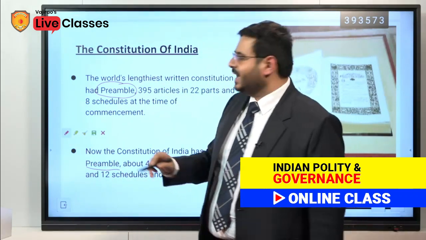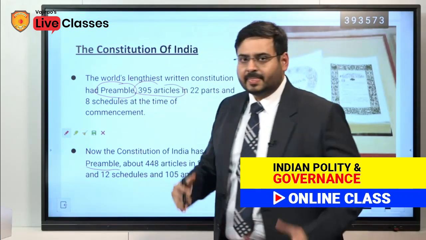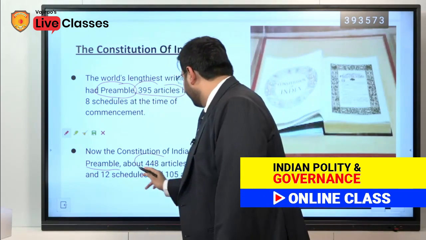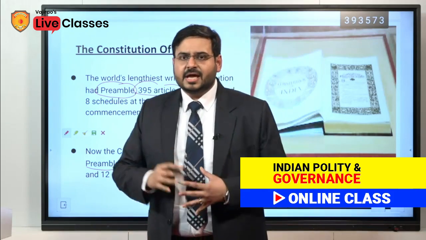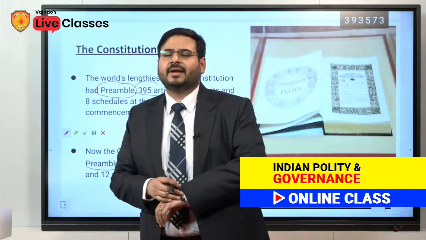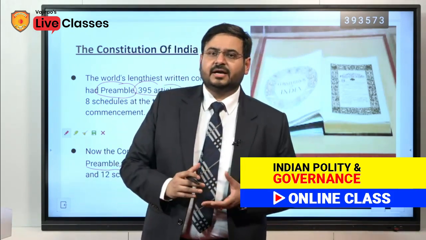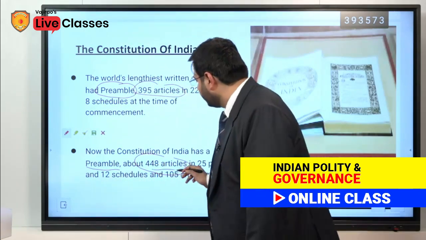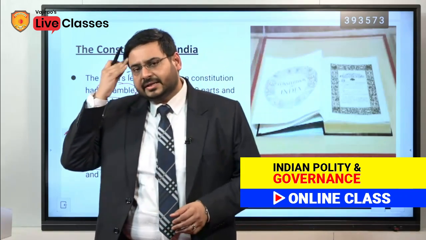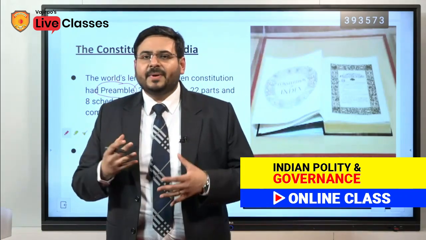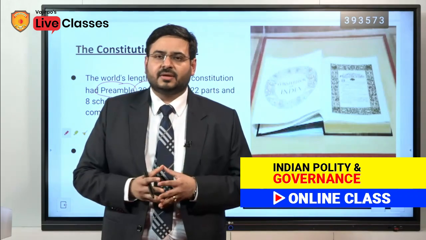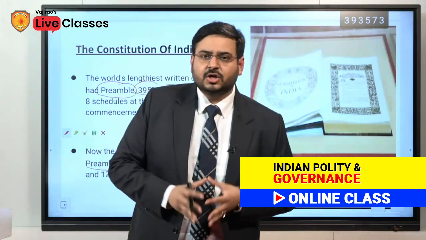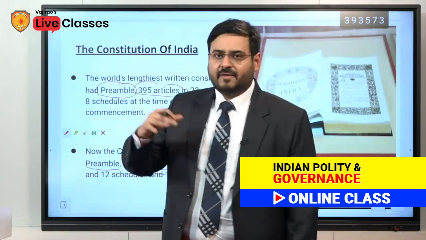The original Constitution had 395 articles. At present there are approximately 448 articles. It varies because time and again there are certain changes, certain articles are repealed, certain articles are added. So approximately 448 to 460 articles are there in the Constitution. UPSC does not ask the number of articles, so you do not need to worry about the fact.